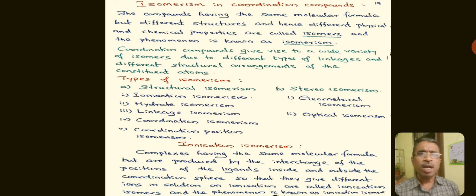Coming to the first one, ionization isomerism. Complexes having the same molecular formula but produced by the interchange of the positions of the ligands inside and outside the coordination sphere, so that they give different ions in solution on ionization, are called ionization isomers, and the phenomenon is known as ionization isomerism.